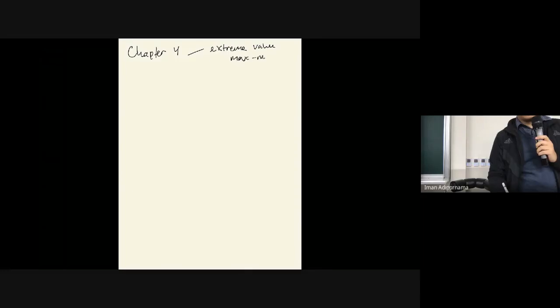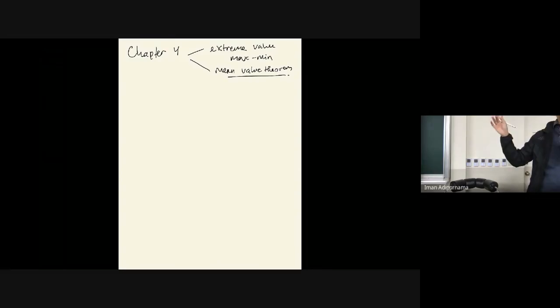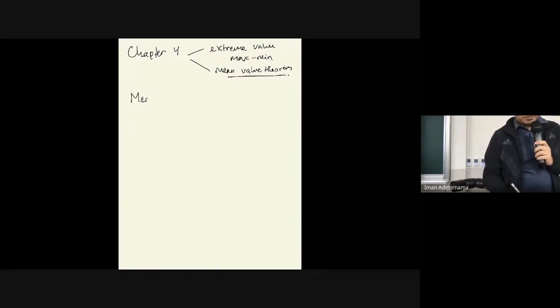In your textbook, chapter 4 starts with the extreme value theorem, or the maximum and minimum, and after that we get the mean value theorem. But for our course, I will start with the second one first, the mean value theorem, because you will see why I'm telling you the mean value theorem and then the extreme value. Let's start with the mean value theorem.